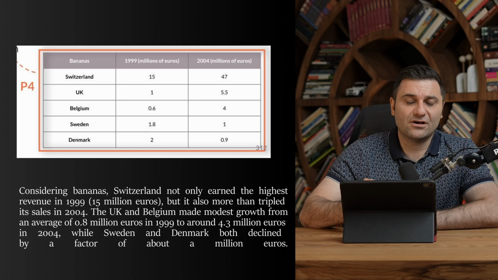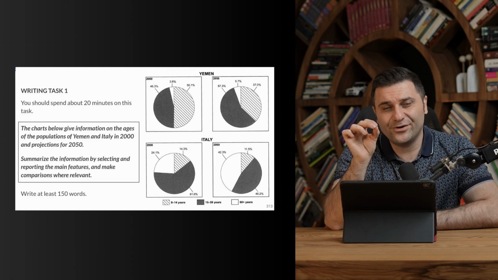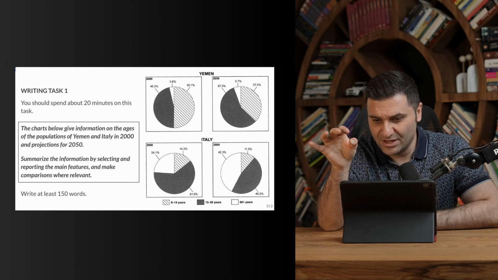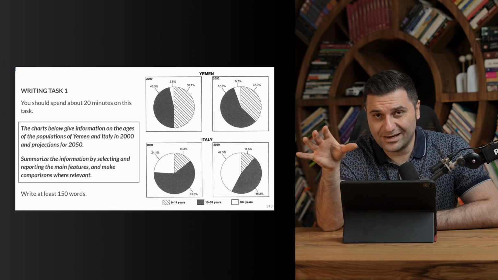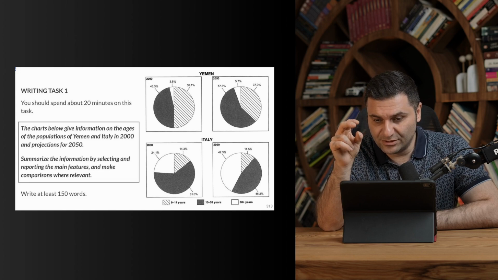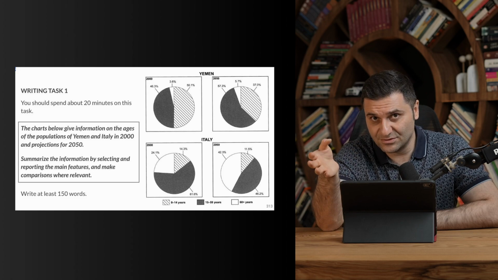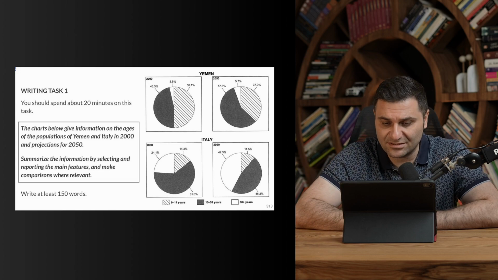Now let's move on to another example. Let's work on pie chart. As you can see on your screen, this is another sample question of pie chart. We work on this pie chart that was, let's say, ages of populations in Yemen and Italy in 2 years, 2000 and 2050. So 2000 is the past tense and 2050 is the future tense. So beware of the difference in tenses here.